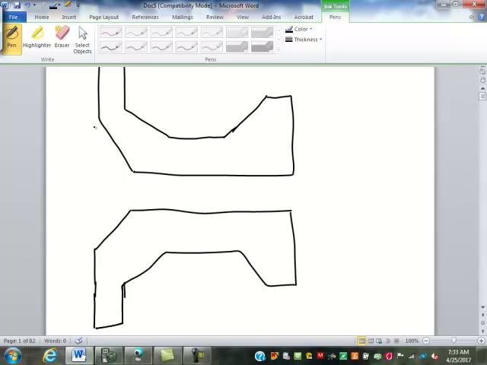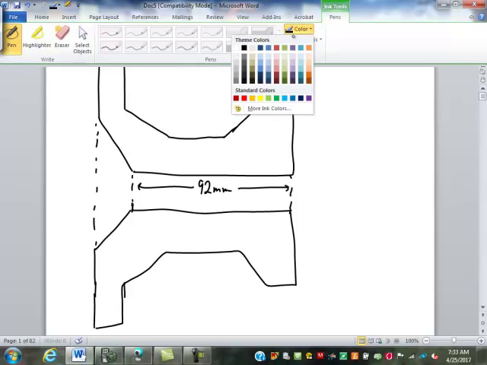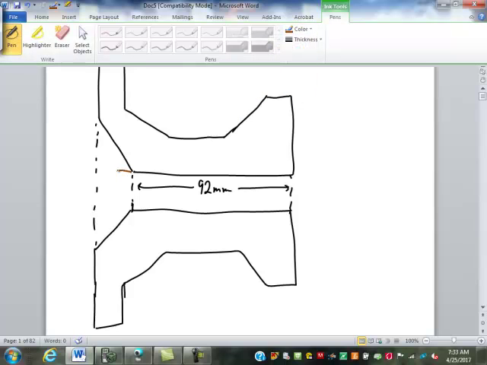And what we're looking at, this is actually a round part, and this is a cross section cut out of the center of it. We're given 92 millimeters from there to there. We're asked to find, I'm going to change colors here, we're asked to find this angle A for one.